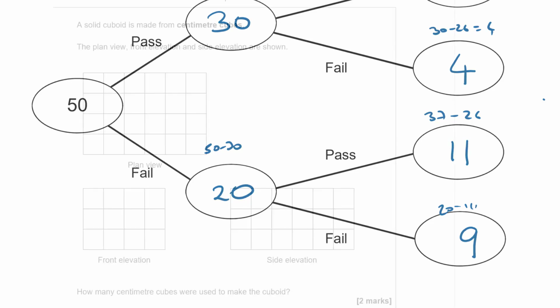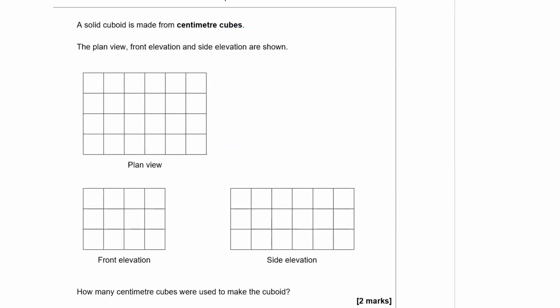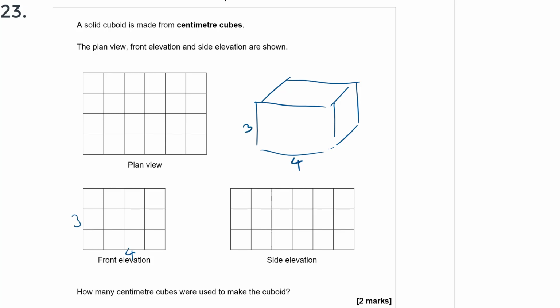Okay, all done. We're told that a solid cuboid is made of centimeter cubes, and I'm given the plan, the front and the side elevation. Now, in order to get a better understanding of this, I'm just going to quickly sketch a cuboid. You can see my drawing skills haven't improved. So the front elevation is what you can see from the front, and you can see that this is 3 units by 4 units. So this front face here is 3 units by 4 units.